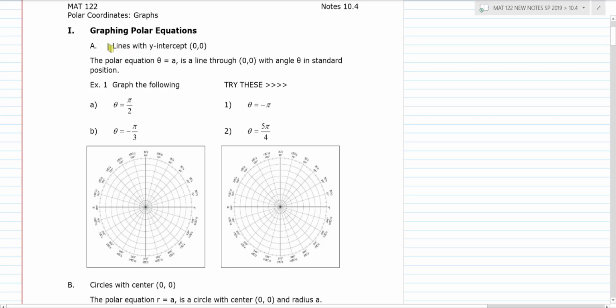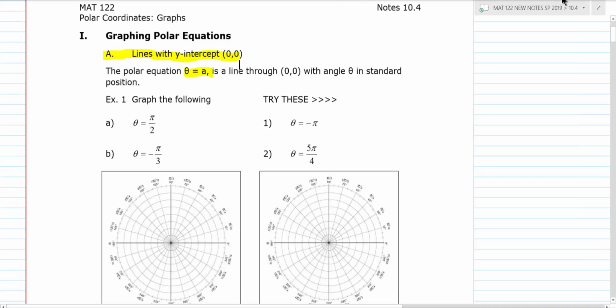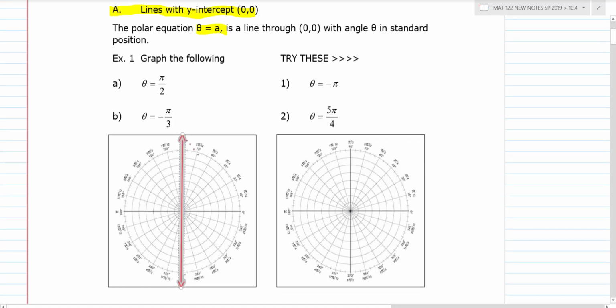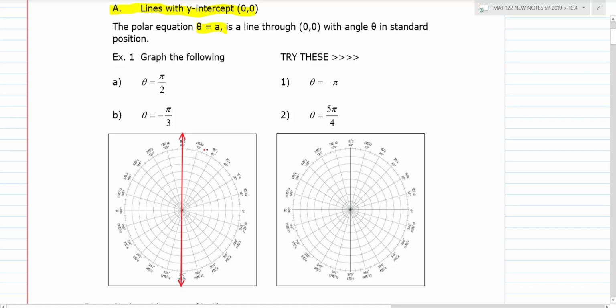The first thing we're going to look at, and we've already actually looked at this, is a line with a y-intercept of 0, and that would just occur when you have an equation theta equals something, and it can be in radians or degrees. Mainly on these, I'm going to use radians. So the idea with these is you identify the line and then you graph it. If you identify pi over 2, this would be a line that is vertical like that. That would be your first line, theta equals pi over 2.